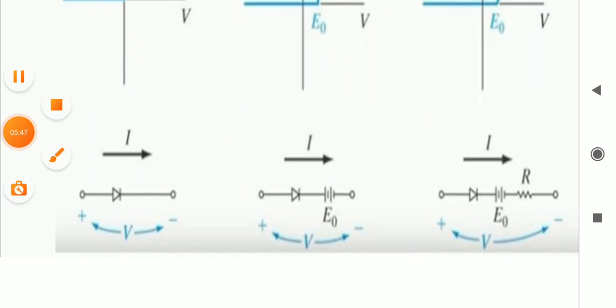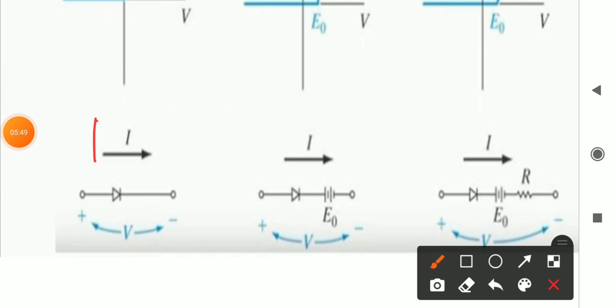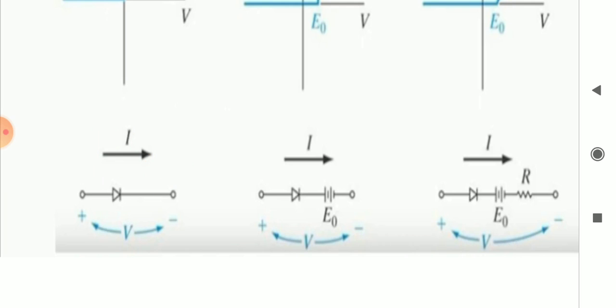So always current flows from, if this is the P and N junction, the flow of electrons is considered as a current flow. So the current will always flow from P to N. Again, conventional current flow direction is same as the hole direction.